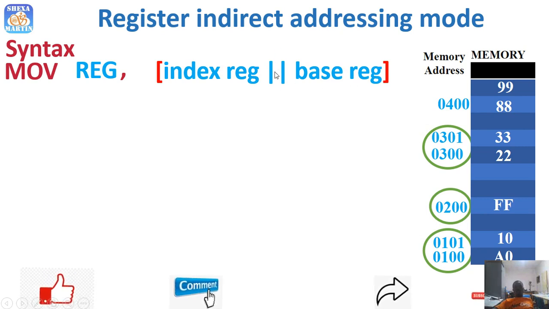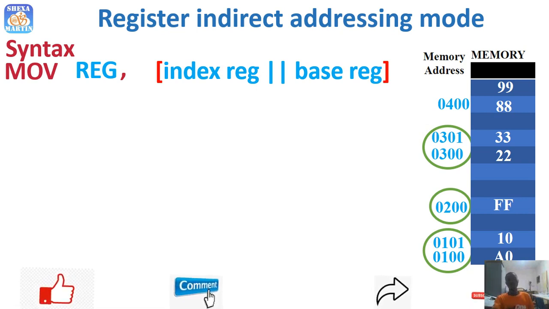Those that do programming or those that do IT understand that this operator is an OR operator. So what we're saying is, what is in the index register or base register is the address. That's how indirectly we get the information, and the information is hidden within the register.